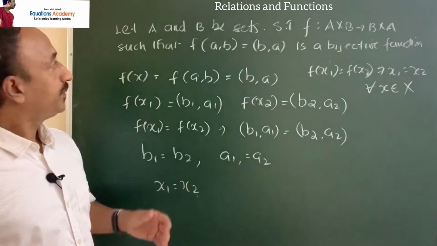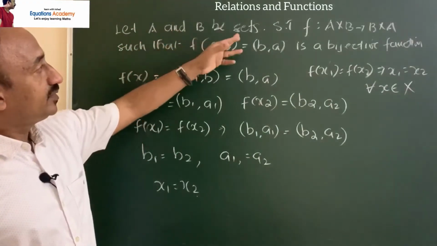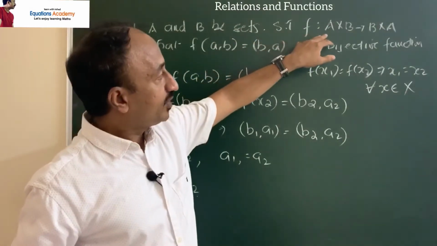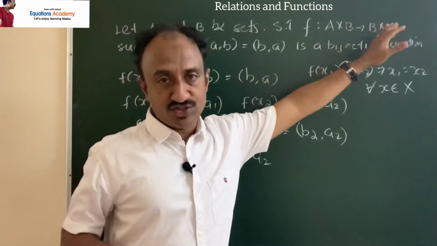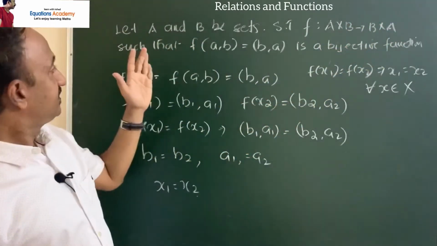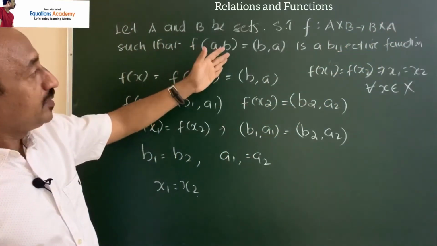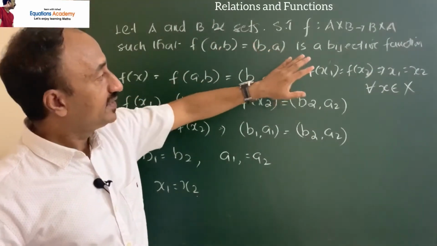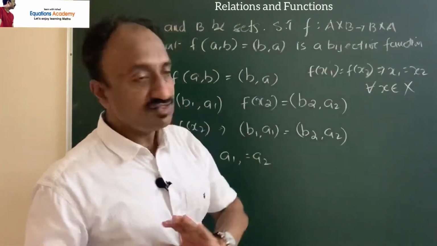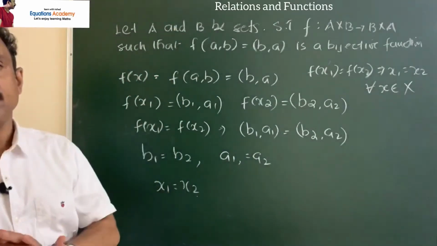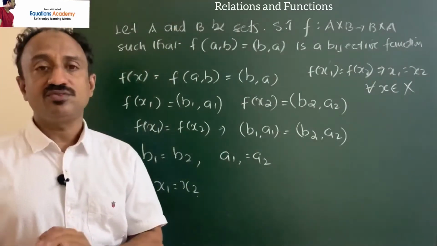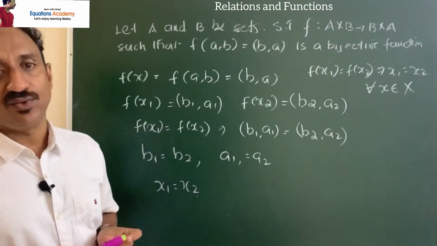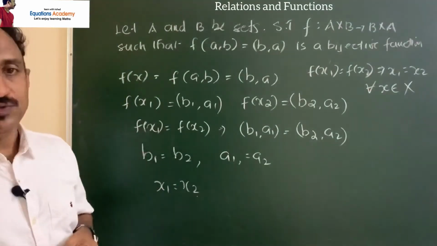Next question. Let A and B be sets. Show that the function from A cross B to B cross A, it is cross product, such that f of ordered pair (a, b) is equal to (b, a), is a bijective function. We have to prove that this given function is bijective. So we have to prove it is 1-1 and onto. So first we will prove 1-1.